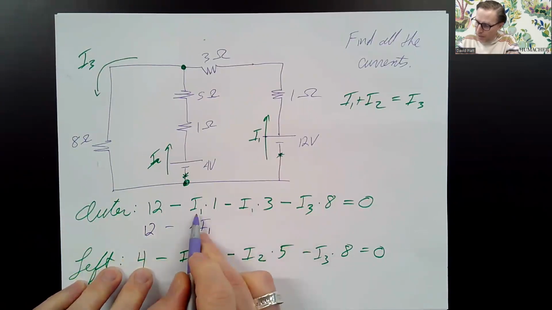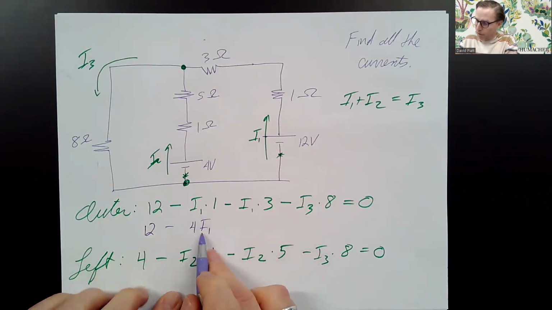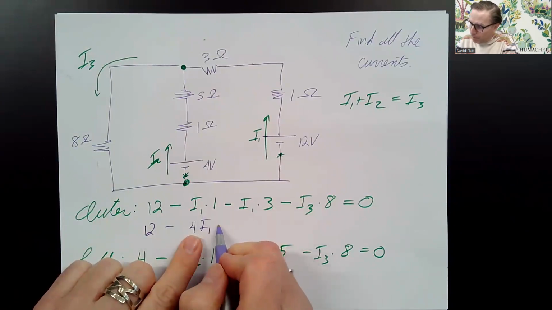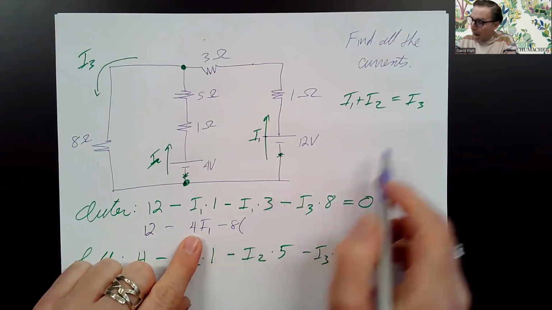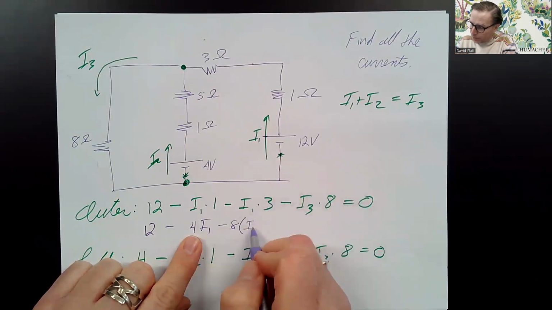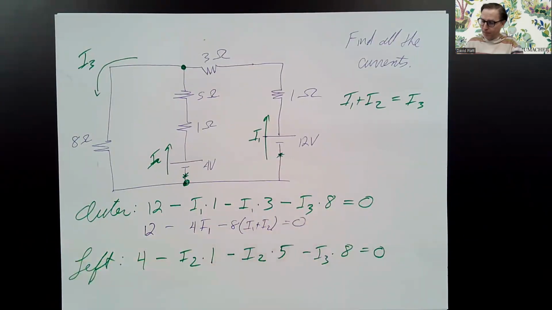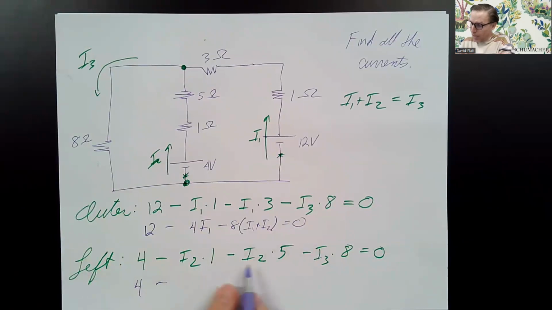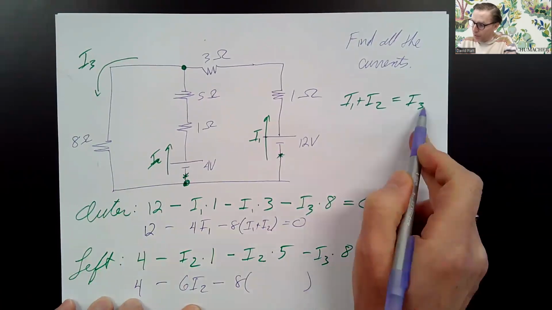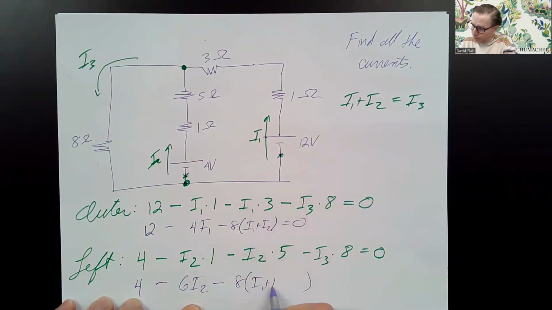4I1. 1I1 and 3I1 is 4I1, minus 8I3, which is I1 plus I2, equals 0. Then 4 minus, this is 1I2 and 5I2, that's 6I2, minus 8 times I3, which is I1 plus I2, equals 0.